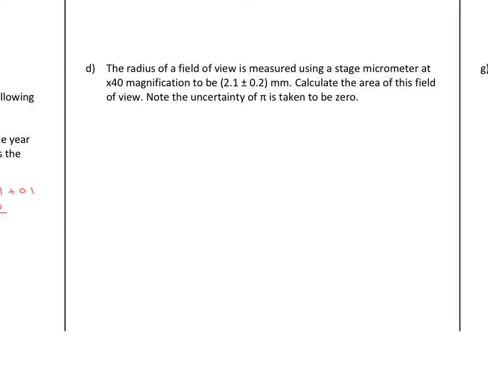So let's look at our numbers. The good thing about this is that we've only got 2 numbers to deal with. The times 40 is irrelevant because it's saying calculate the area of this field of view, at times 40. So let's do the area first. The area equals pi r squared, which equals pi times 2.1. Is it 2.1? Oh yeah, it is, because it says the radius. It says radius of the field of view is measured to be, so it's made it easier for us.